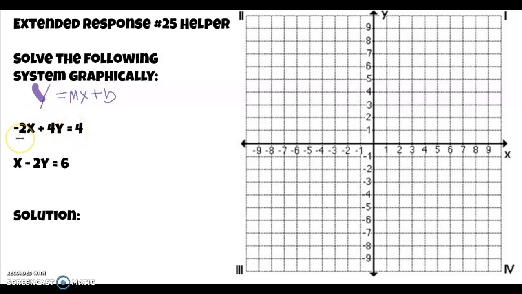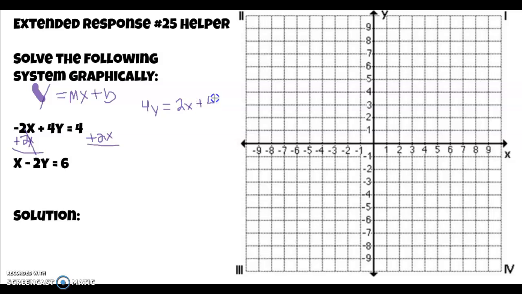So the first thing I do is take care of those x's. The only way I can zero out the x's, I don't want any x's on this side, is to do the opposite of a negative 2x, which is a positive 2x. It's the only way I can zero out both the x and the negative 2 from that side. Now remember, anything I do to one side, I do to the other. So these zero out, which is what I want, and I'm left with 4y equals 2x plus 4.